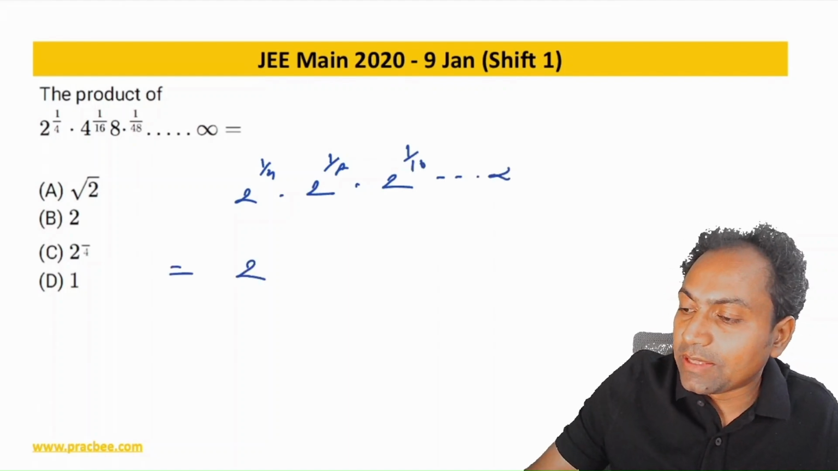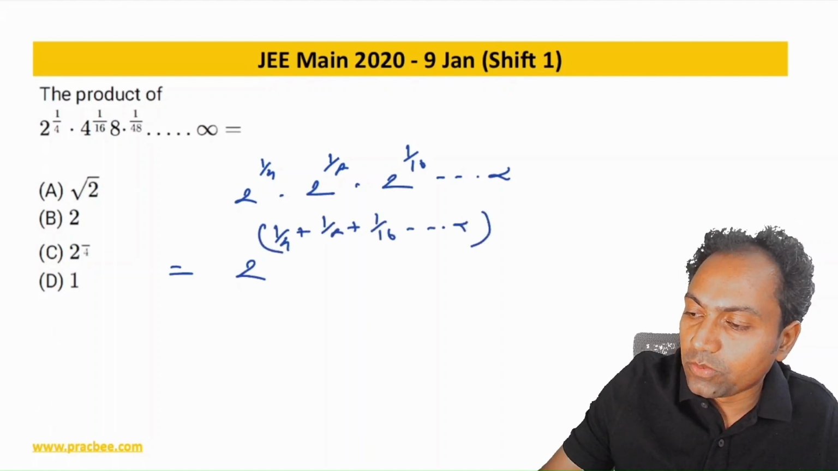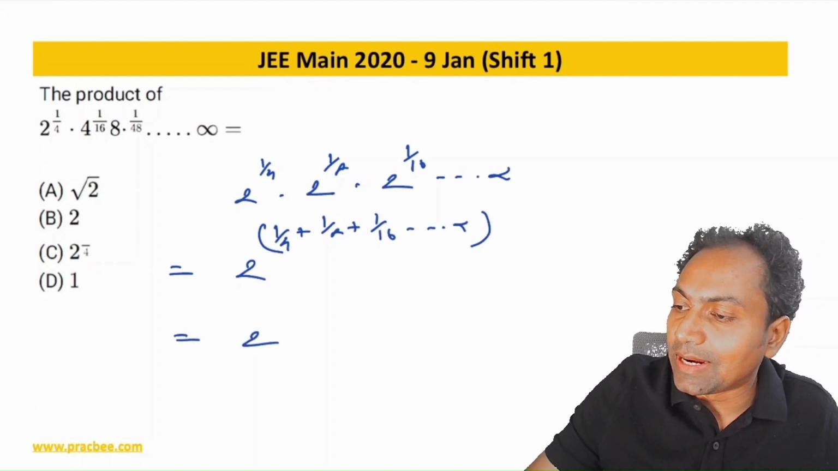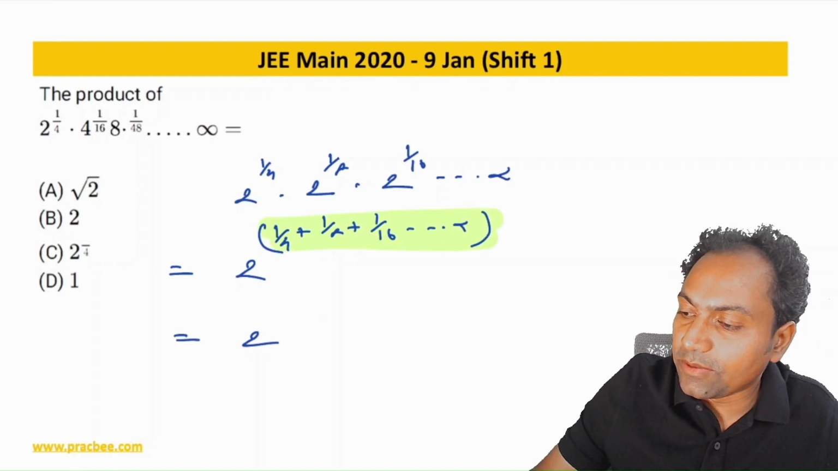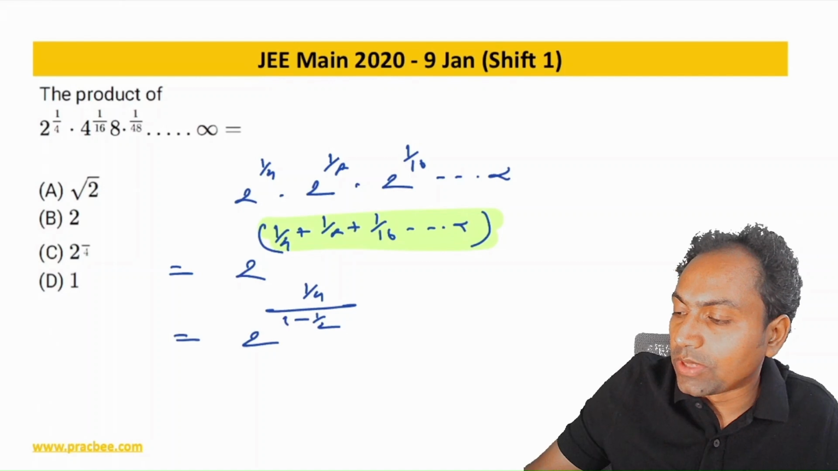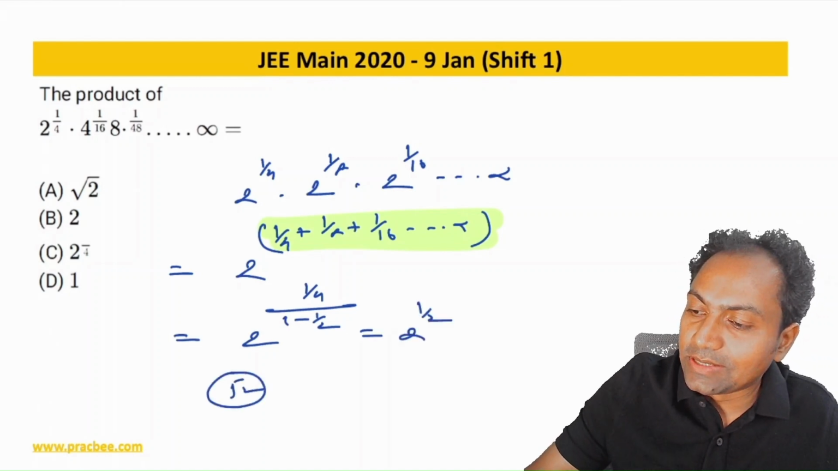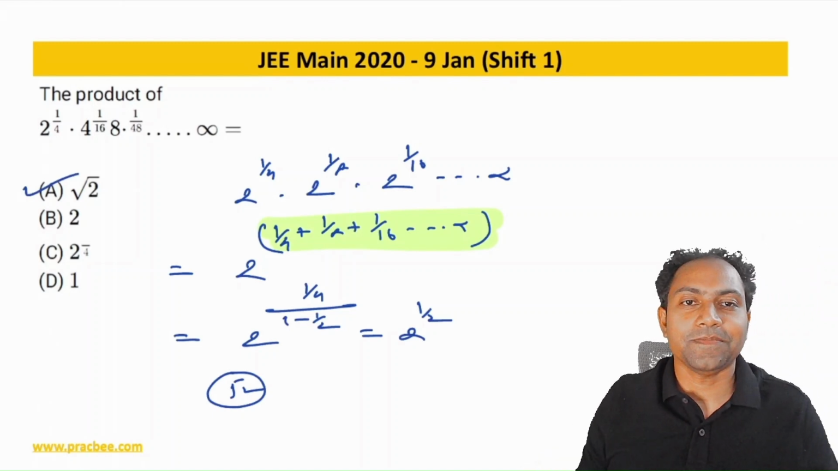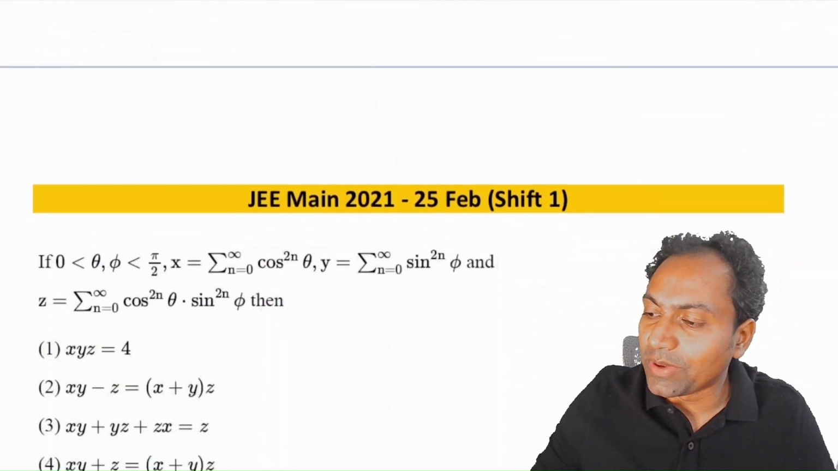If I apply the rules of exponent, it will become 1 by 4 plus 1 by 8 plus 1 by 16 up till infinity in the power of 2. And now you can see that what we have written in this power is nothing but an infinite GP. So let us apply the formula a upon 1 minus r. If I do that, this becomes 2 raised to the power 1 by 2, or root 2. That is nothing but our option A. This was a quite simple and straightforward formula based question. Now let us look into another problem.